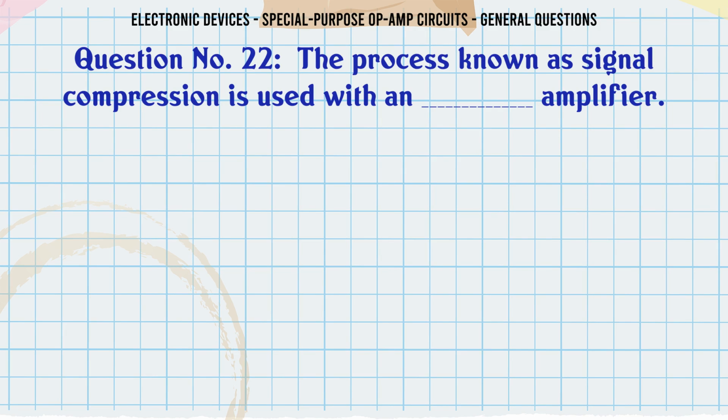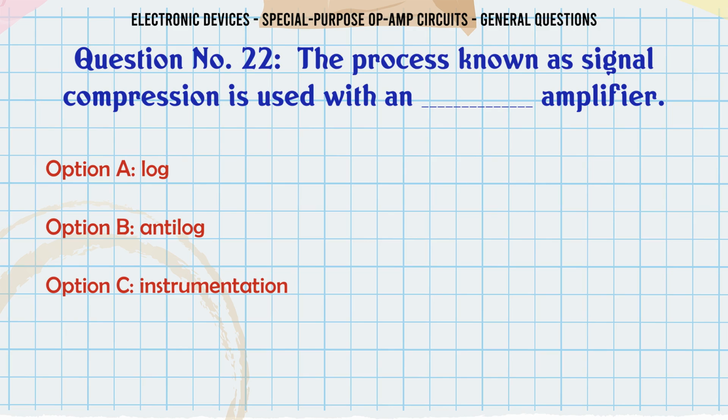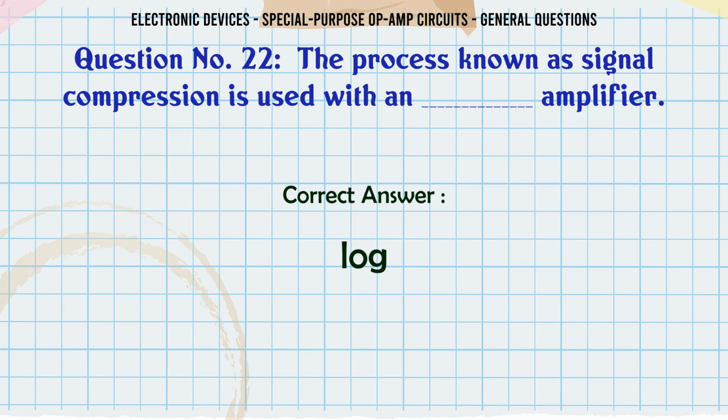The process known as signal compression is used with a ___ amplifier. A. Log. B. Antilog. C. Instrumentation. D. Isolation. The correct answer is log.